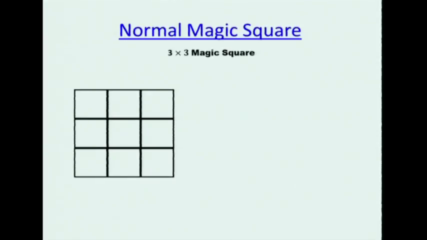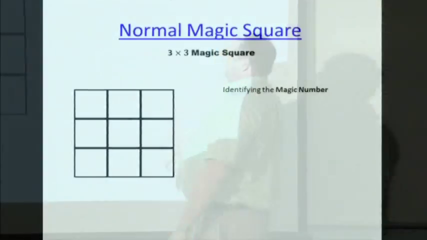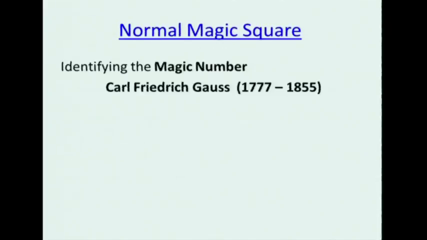Now we're going to move on to 3 by 3. This is the good stuff. Okay, so who can tell me how many whole numbers we need in a 3 by 3? Go ahead. 9. You need 9, very good. So we're going to use that idea to identify the magic number. That's really important for us. And we're going to borrow somebody's idea. His name was Gauss. Now, Gauss died in 1855, so this was quite a while ago.